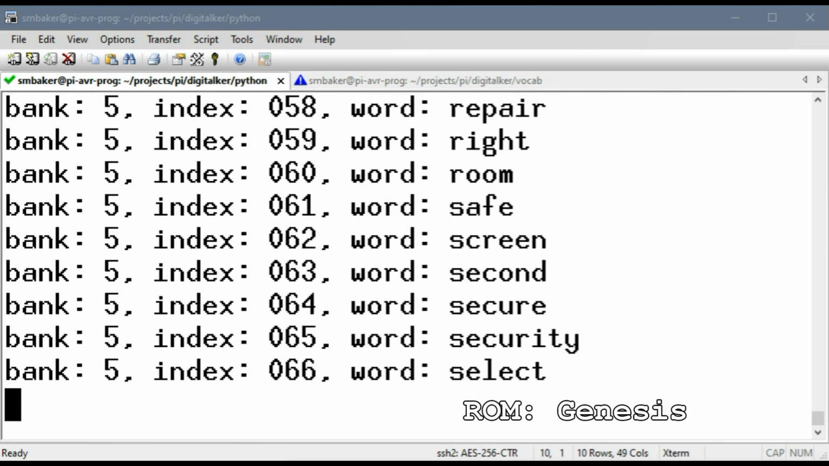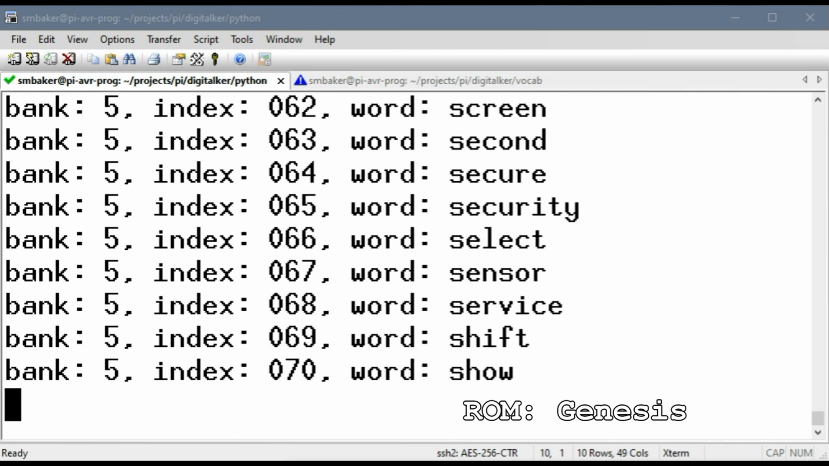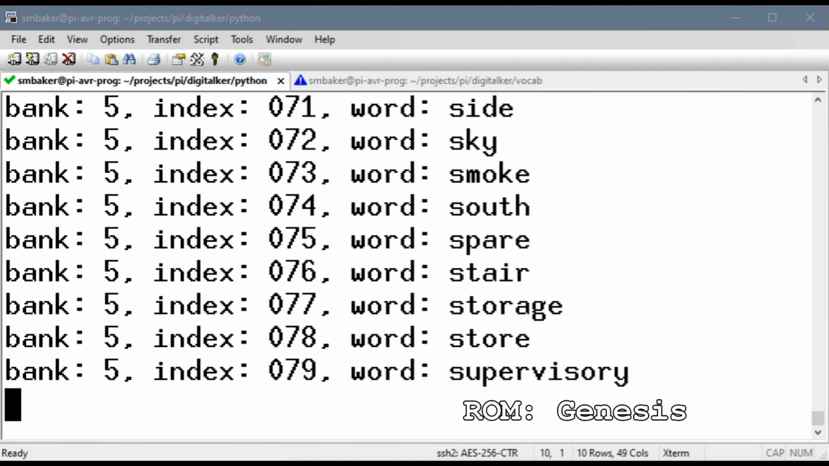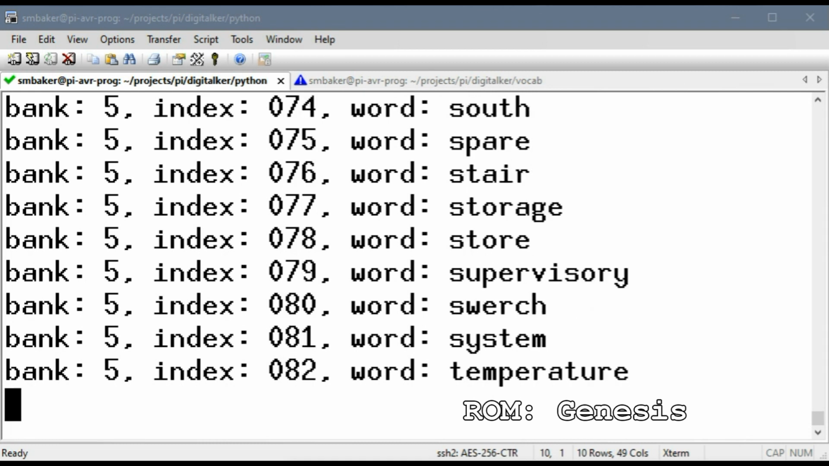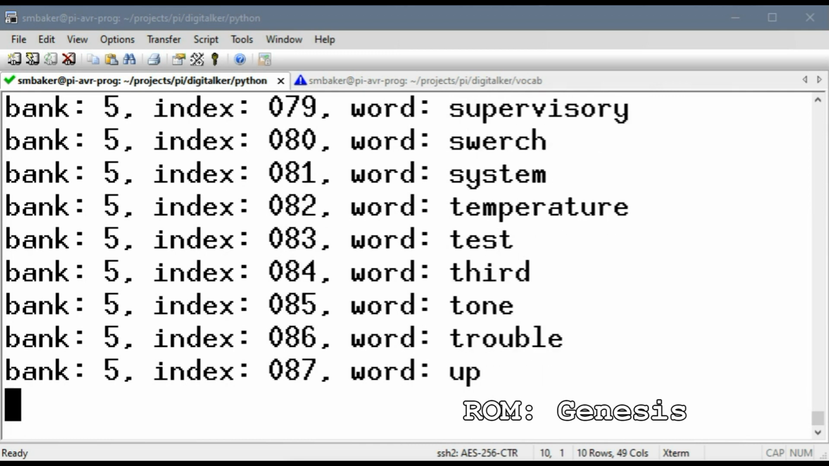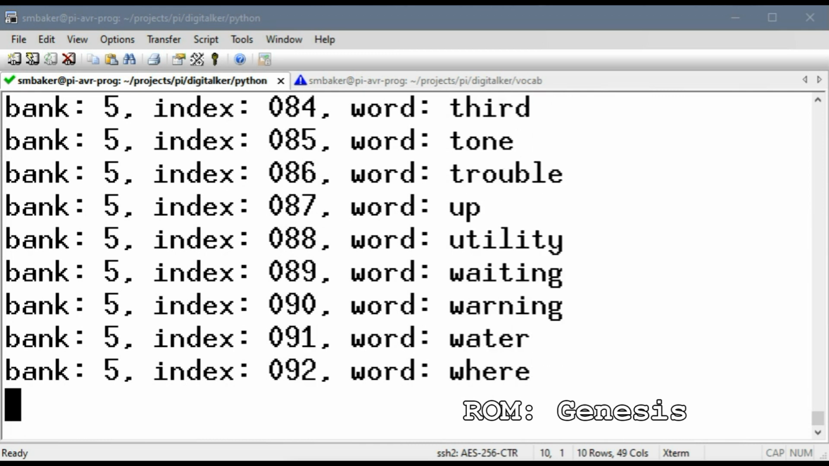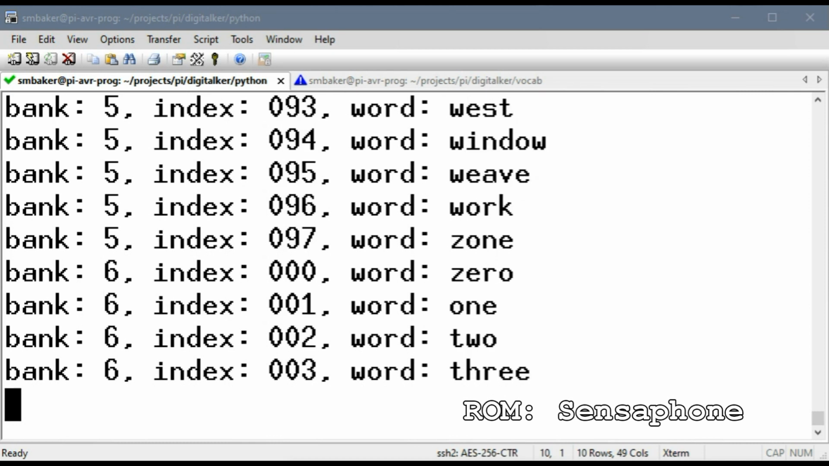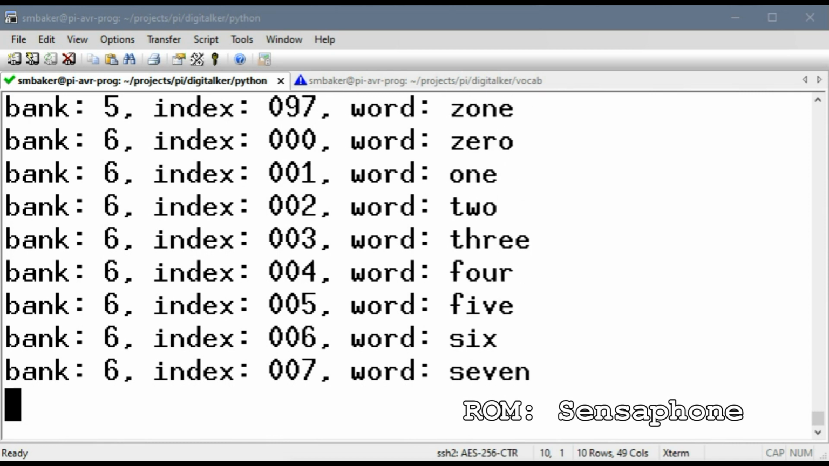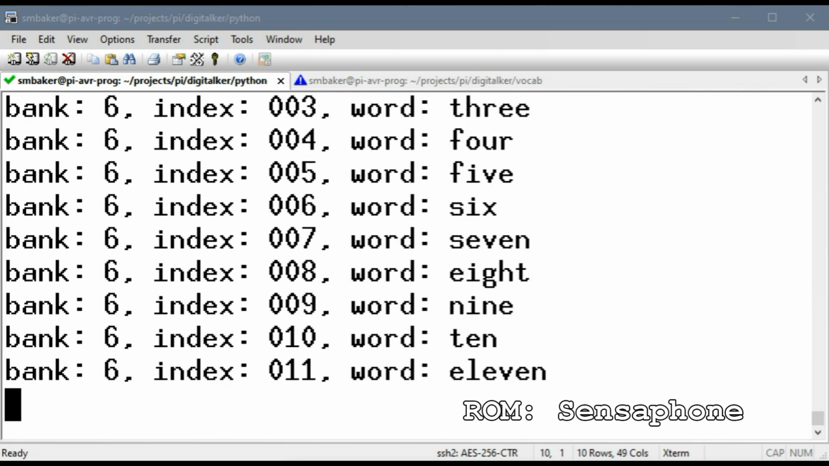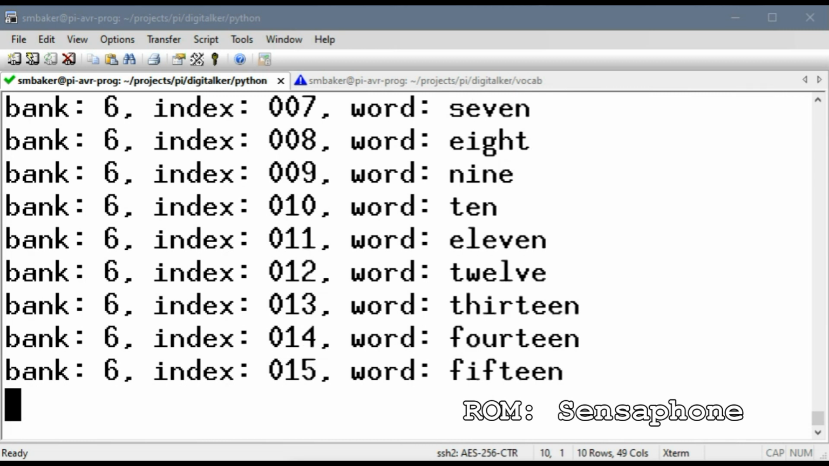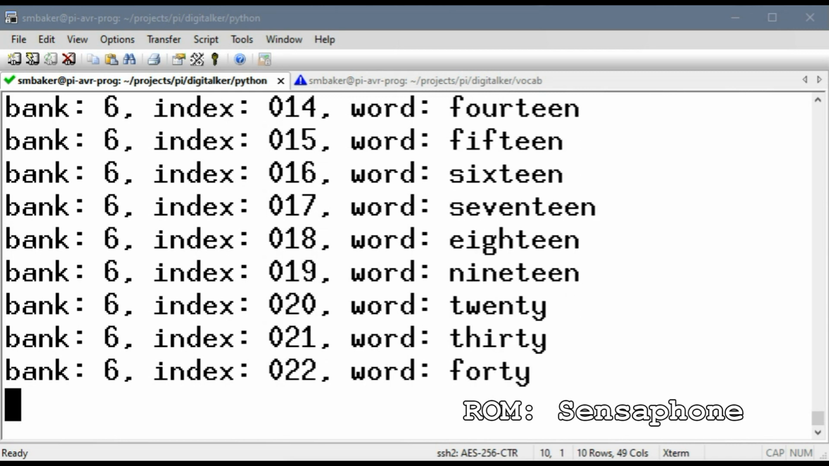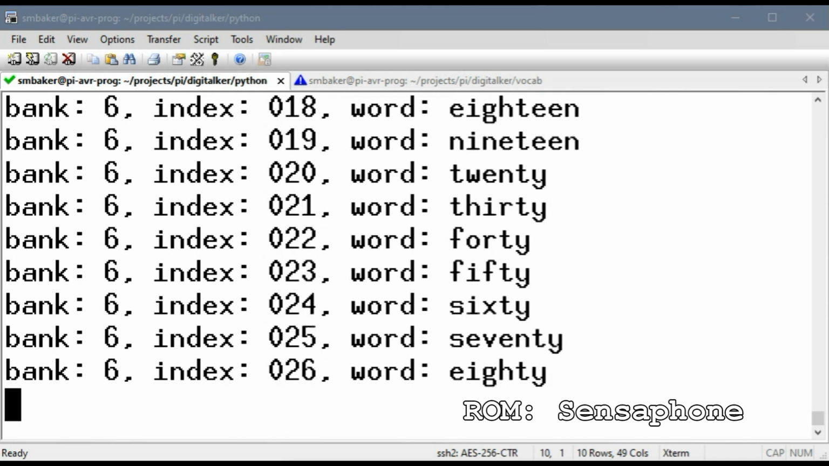Secure, security, select, sensor, service, ship, show, side, sky, smoke, south, spare, stare, storage, store, supervisory, switch, system, temperature, test, third, tone, trouble, up, utility, waiting, warning, water, where, west, window, wing, work, zone, 0 through 20, 30, 40, 50, 60, 70, 80, 90, 100.